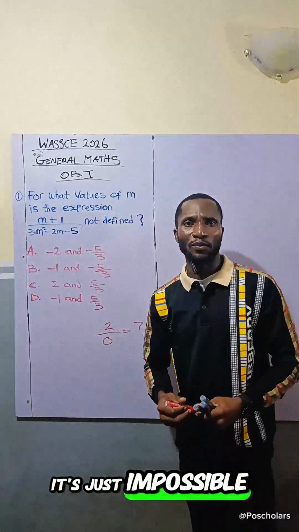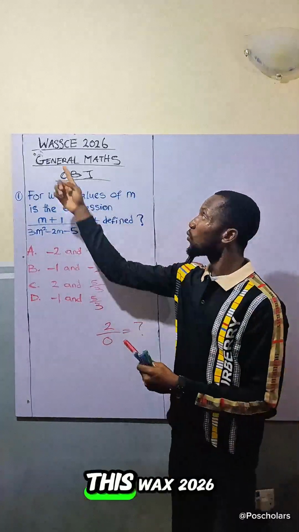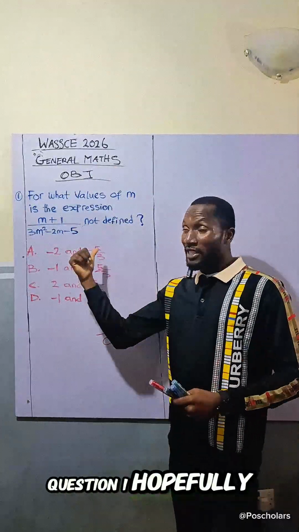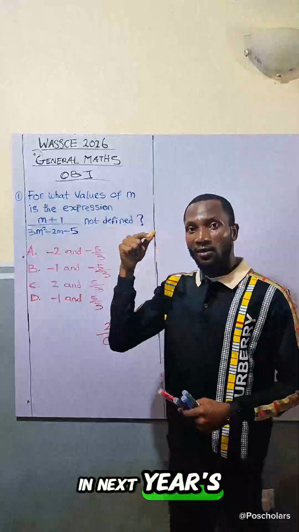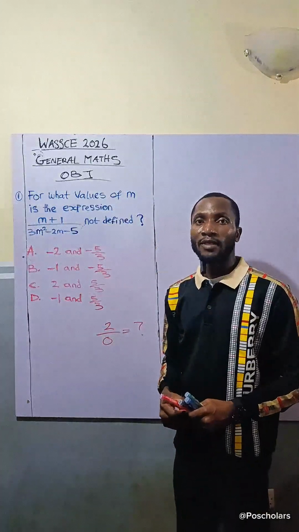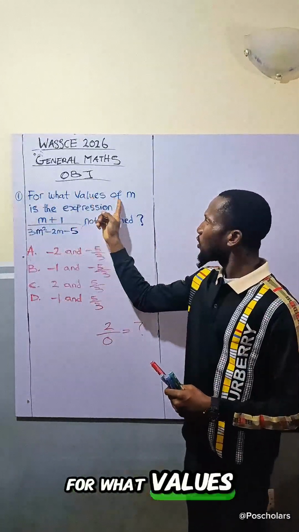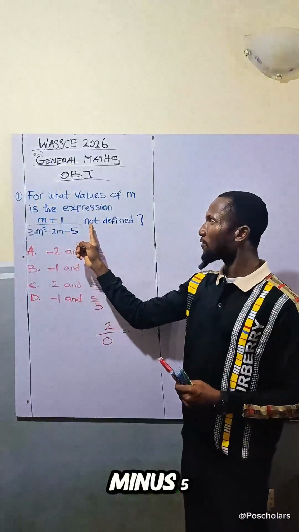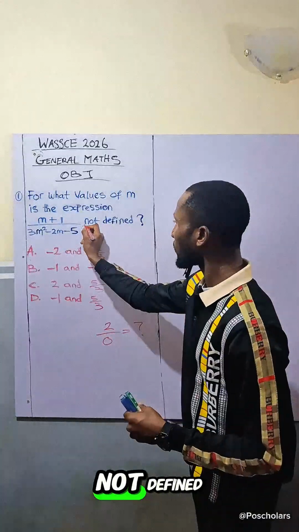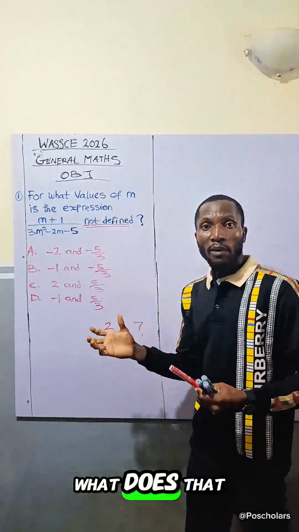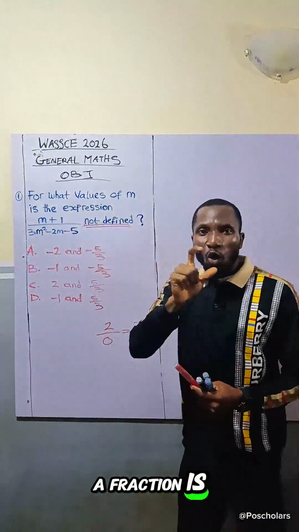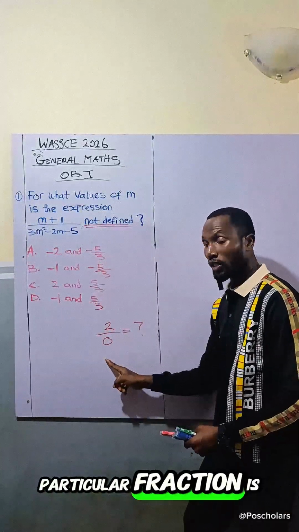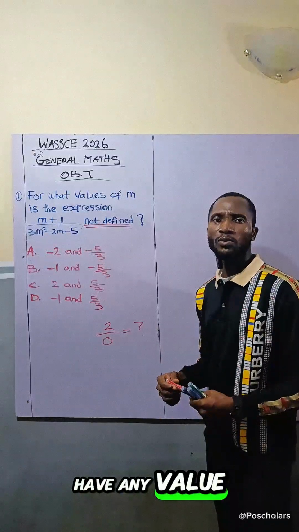It's just impossible, right? And that's what leads us to this WASSCE 2026 General Maths Objective Question 1. Hopefully, this same question might be replicated in next year's WASSCE exam. Now, what does the question say? For what values of m is the expression m plus 1 over 3m squared minus 2m minus 5 not defined? The key word here is not defined. What does that mean? It means that a fraction is undefined if its denominator is equal to 0. You can see that's why this particular fraction is undefined and does not have any value.